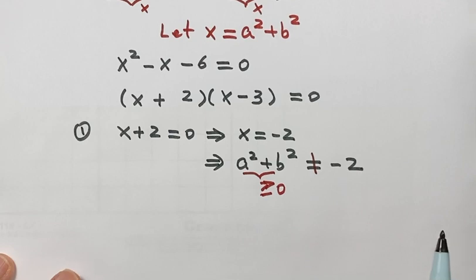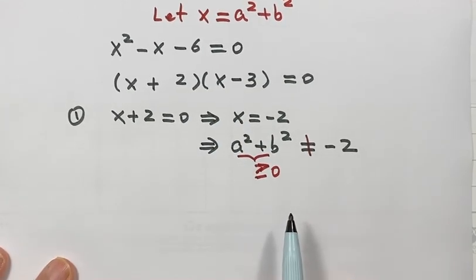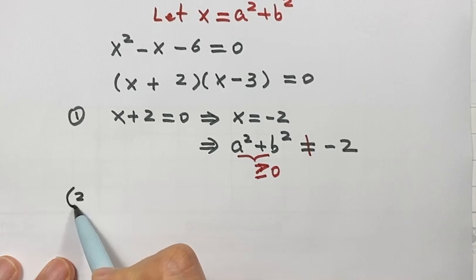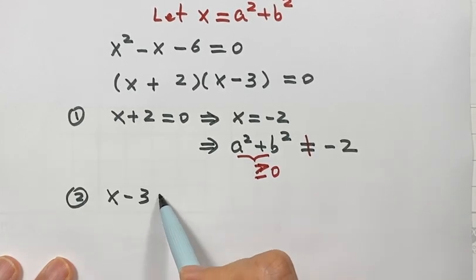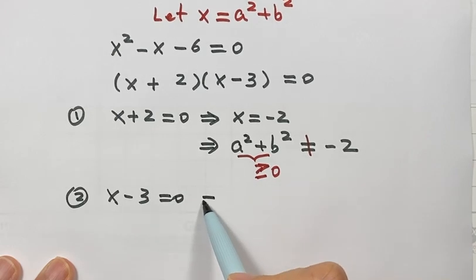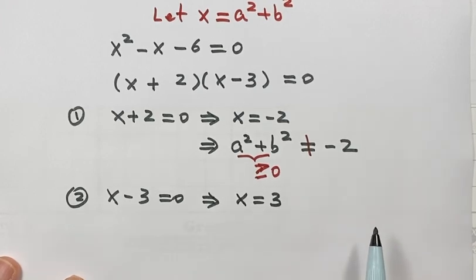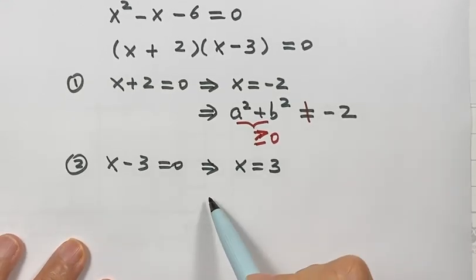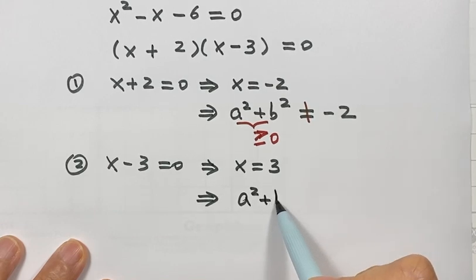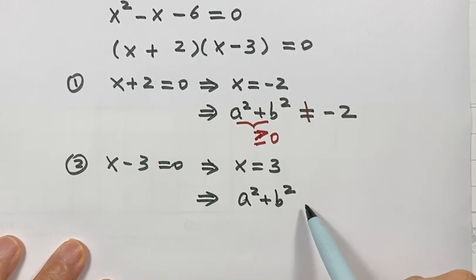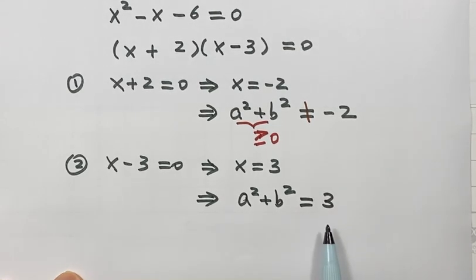Okay, so now let's consider the second case. The second factor equals 0. That's just x minus 3 equal 0. Just equivalent to x equal 3. So then what is x? X just equal a squared plus b squared. So that's why a squared plus b squared equal 3. So 3 is the answer for this question.